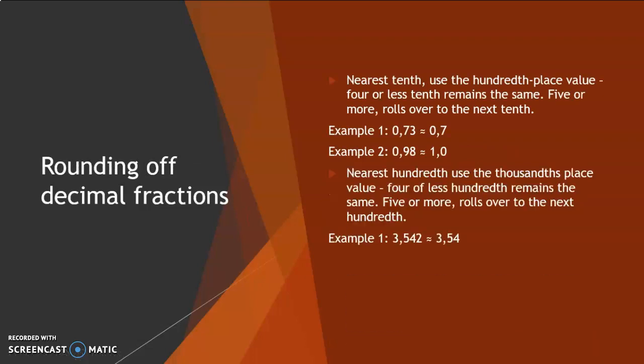Then we looked at rounding off. When we round off, we look at the number directly to the right. If it's less than 5, the number you need to round off remains the same. And if it is 5 or more, it rolls over to the next number. If the next number becomes full, it rolls over to the next one.